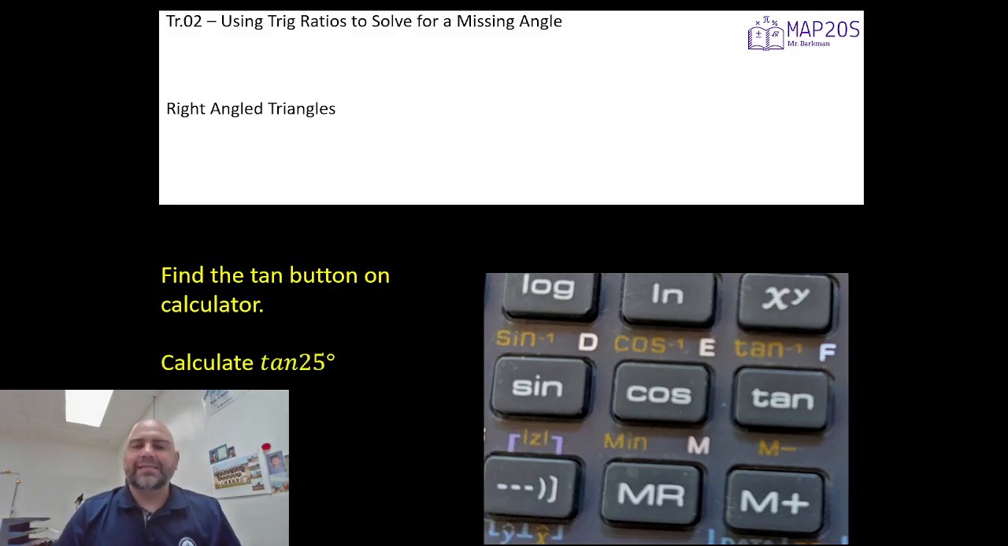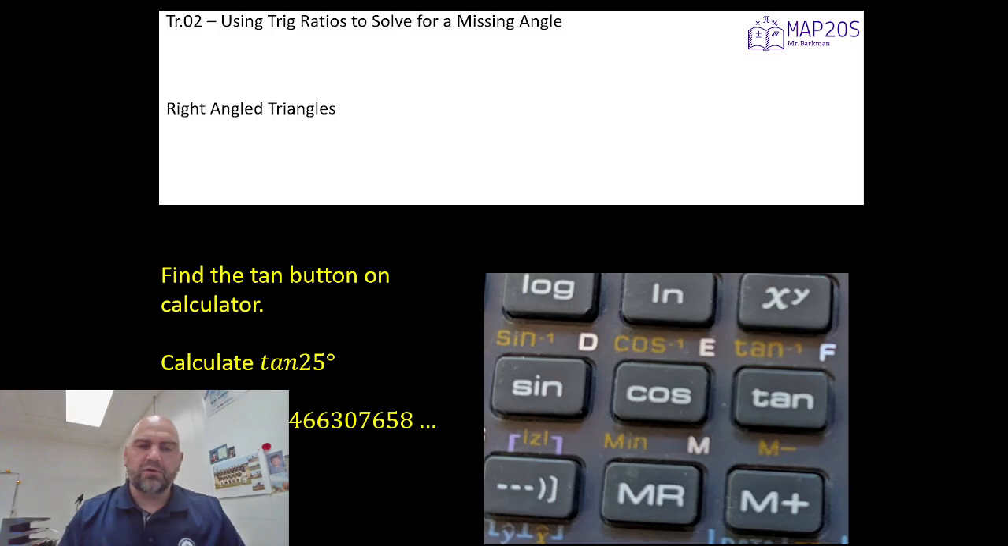I want you to calculate tan of 25. Now, depending on your calculator, we're going to have to figure out how to use it because some calculators work a little differently than others. Make sure that you're getting the same answer as me before you move forward. If you don't get the same answer, pause the video and make sure you're getting the same answer. On my calculator, I'm going to type in tan, then 25, and then I'm going to hit equals.